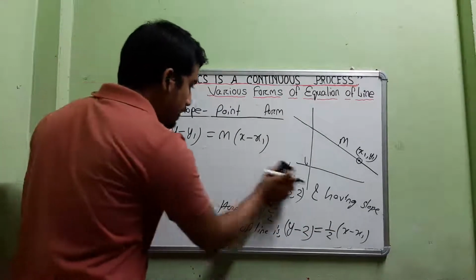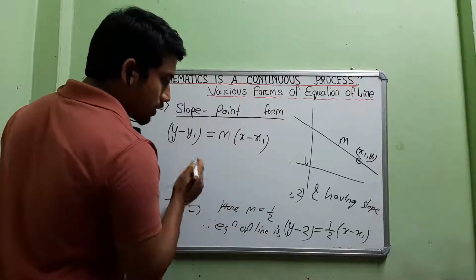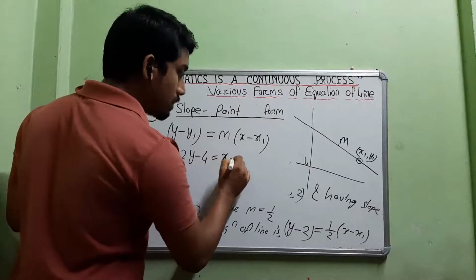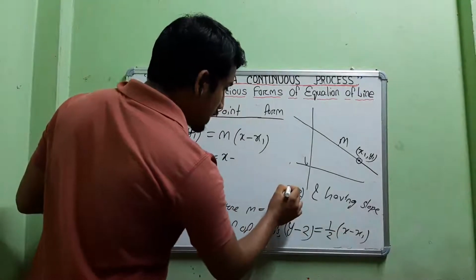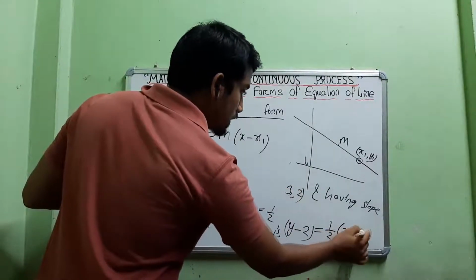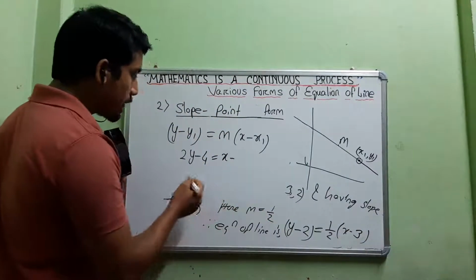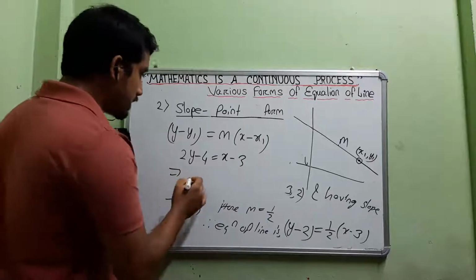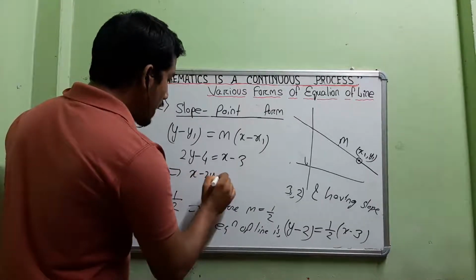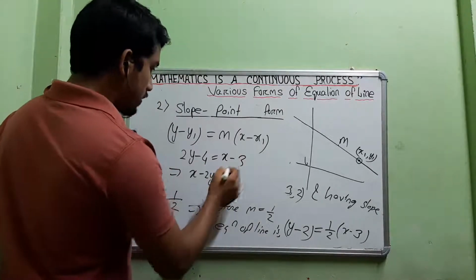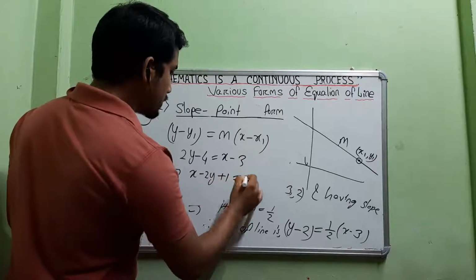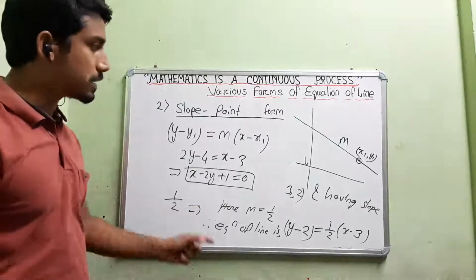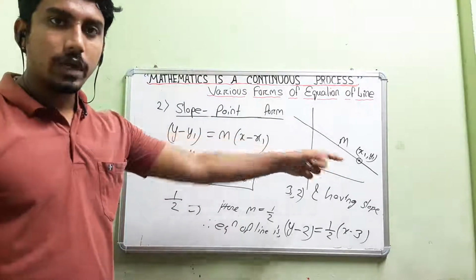So after simplification, what are we getting? Just multiply by 2, the cross multiplication: 2y minus 4 is equal to x minus x1. What was x1? It was 3. So 2y minus 4 is equal to x minus 3. Then take the x and y terms all on the same side: x minus 2y plus 1 is equal to 0. Just simple calculation.